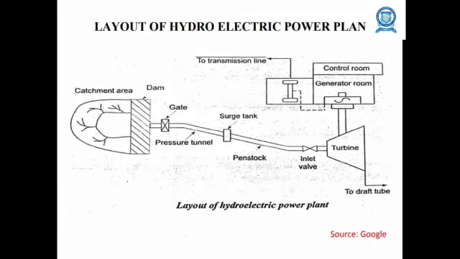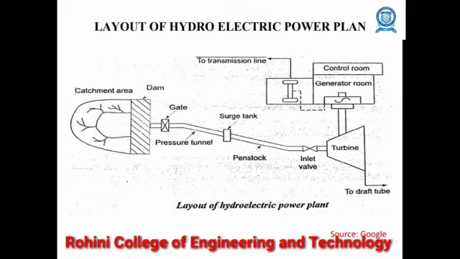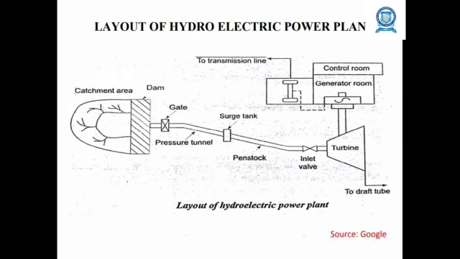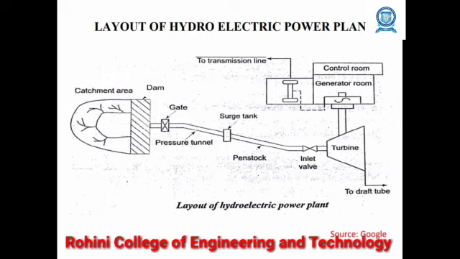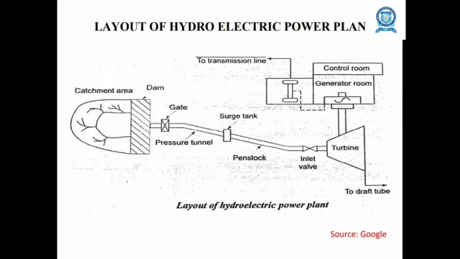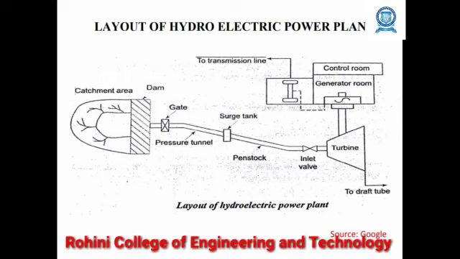This is the layout of a hydroelectric power plant. It consists of the catchment area, a dam, a gate, a surge tank, a penstock, an inlet valve, a turbine, a control room which consists of a generator room, and a draft tube.